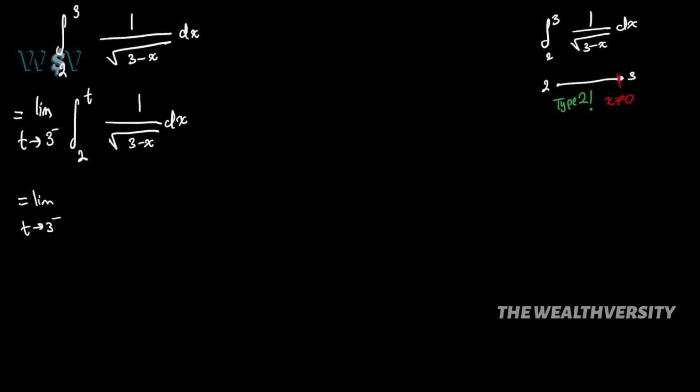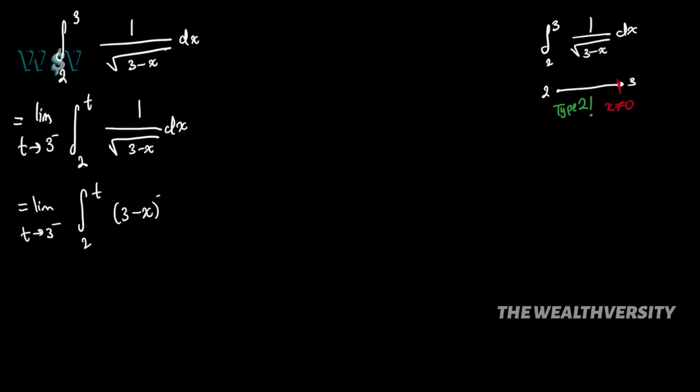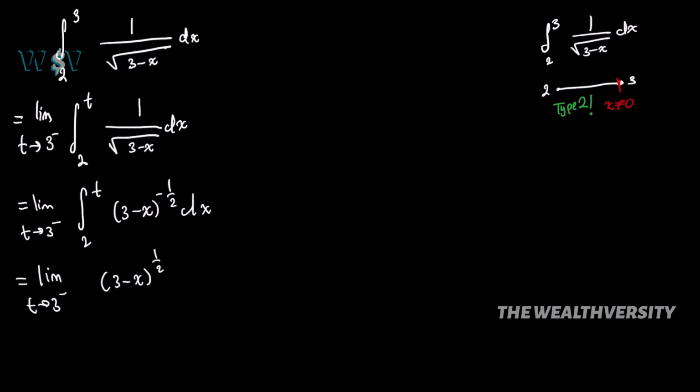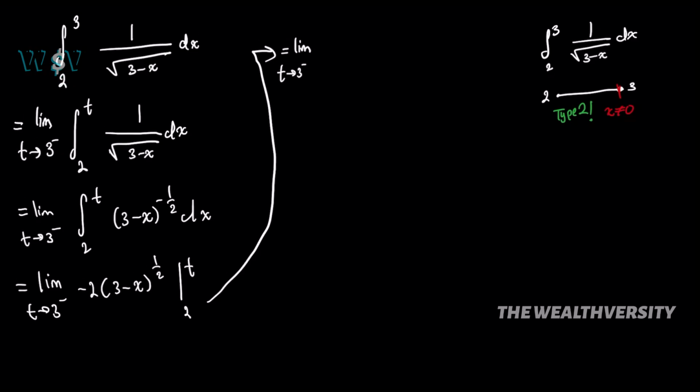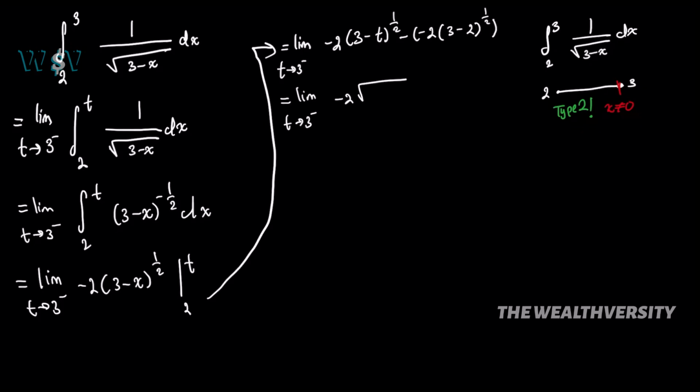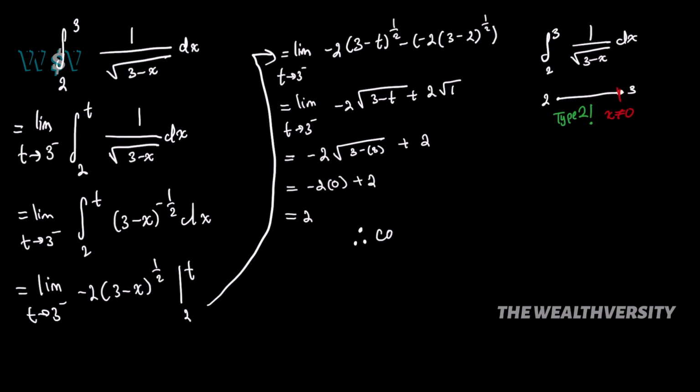So we flip the integral to 3 minus x to the power of negative half, which gives us the antiderivative negative 2 times 3 minus x to the power of half, and we will evaluate it from 2 to t. This will give us the limit as t approaches 3 for negative 2 times the square root of 3 minus t plus 2. We sub 3 into t, and we get 2, which is a finite number. This means that this integral is convergent.